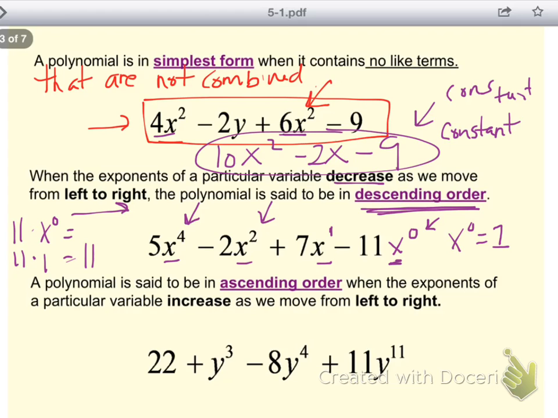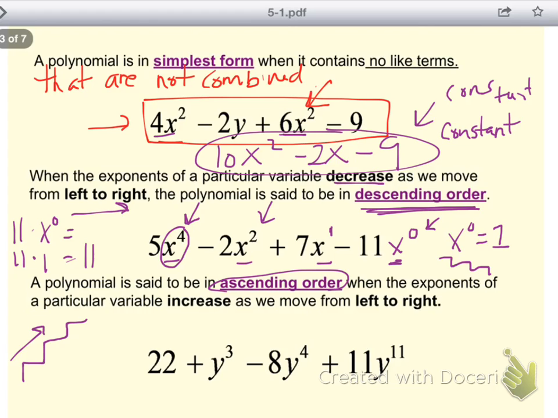So this is descending order. Descending, like if you were walking down the stairs, you're descending the stairs. So you see the variable with the highest exponent first, and then all the other exponents reduced by that highest exponent. We say a polynomial or an expression is in ascending order when it's increasing. So ascending means you are walking up the stairs.